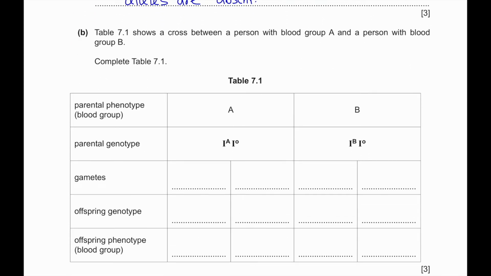Part B. Table 7.1 shows a cross between a person with blood group A and a person with blood group B. Complete table 7.1. Parental phenotype: blood group A. Parental genotype: IAIO. Alright, B. Parental genotype: IBIO. Gametes. So the gametes can be both IA and IO, and IB and IO.